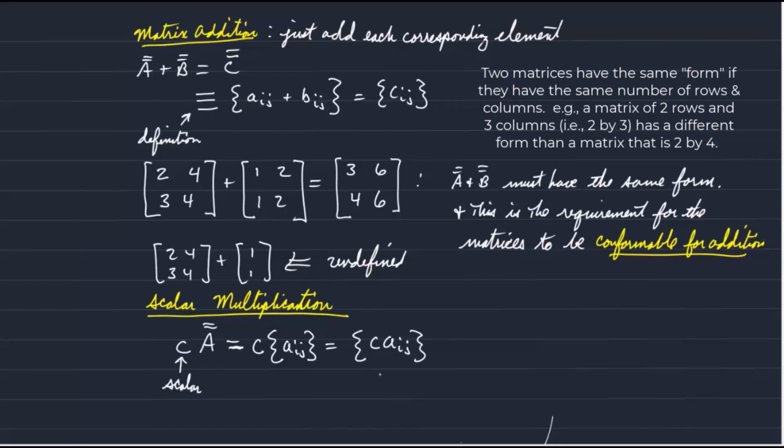And I just want to be particular about what I mean by this notation. This means that, again, the ijth element of the product C times A has the value C A sub ij. That's what this notation means.